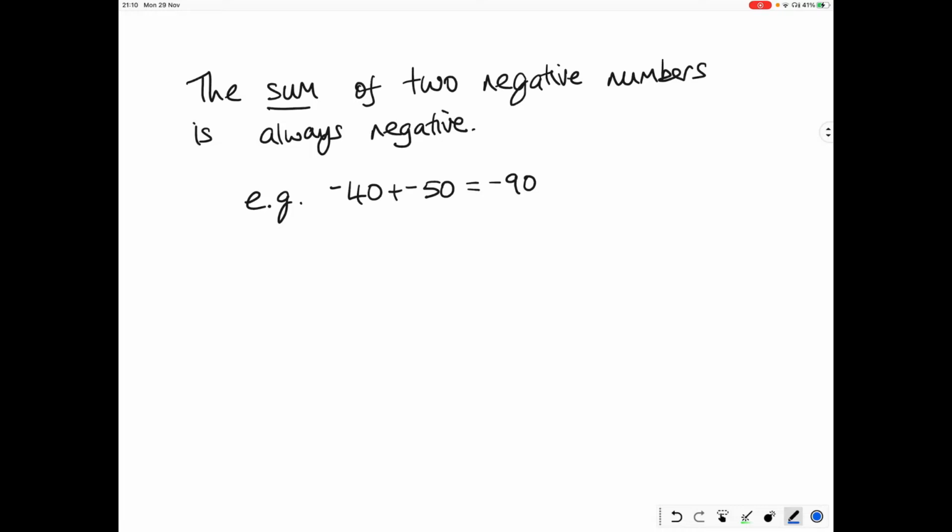Lots of students get calculations like these wrong because they've been taught the idea that two negatives make a positive, but it just isn't true as a general rule. If you're not sure, try the calculation on a calculator. If you add two negative numbers, you get a negative answer.